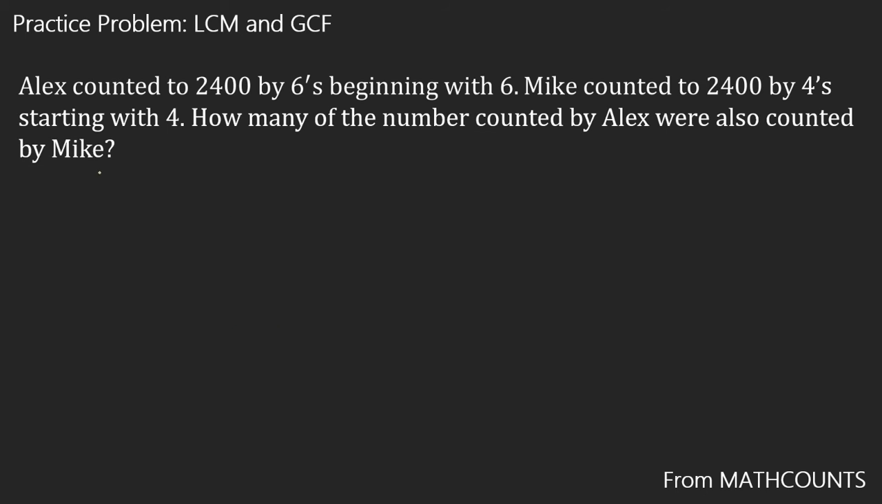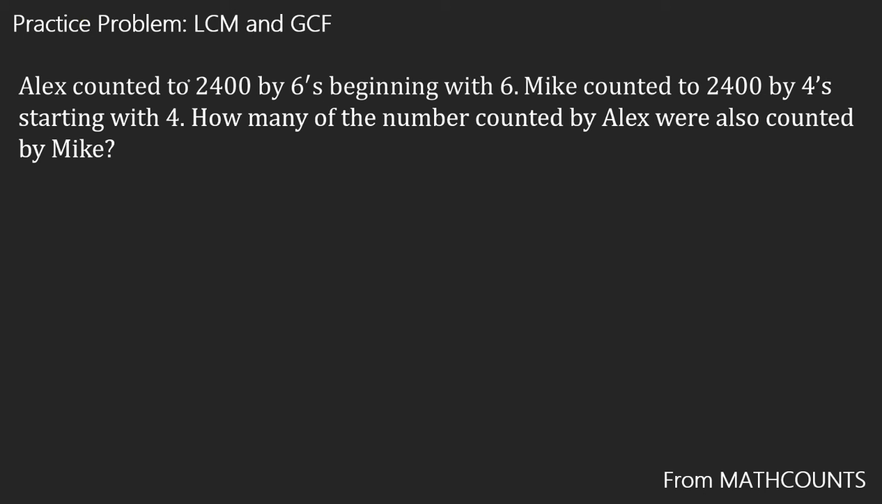Let's look at this problem. Alex counted to 2,400 by sixes, beginning with 6. Mike counted to 2,400 by fours, starting with 4. How many of the numbers counted by Alex were also counted by Mike?